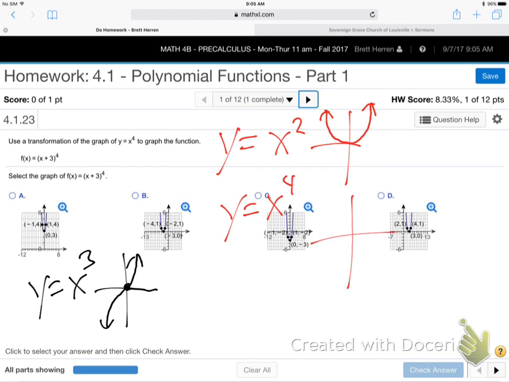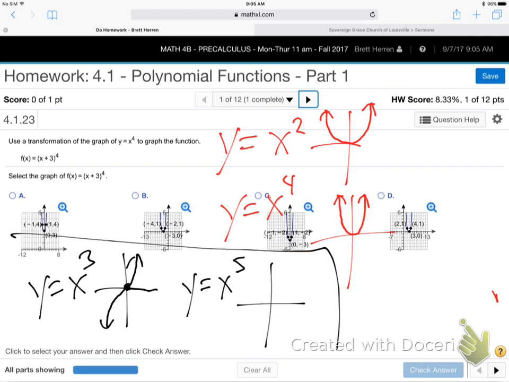X to the fourth compared to x squared, you know what it's going to do? It's going to look almost the same. It's just going to pull it up a little faster, but it's basically just another U shape. And what about if they give me x to the fifth? Guess what that's going to be like? Just like x to the third, but it's going to go up and down a little bit faster because it's got a bigger power.